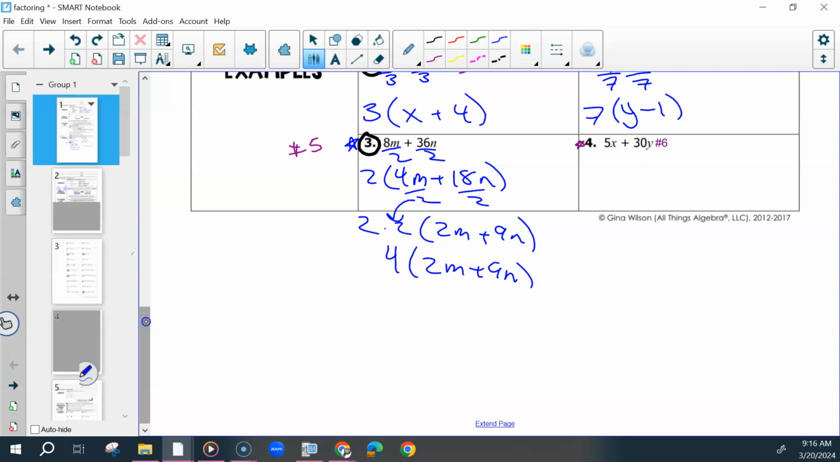But if we had divided everything by 4 from the jump, then we'd end up with this. So whether you do that at the beginning or the end, it doesn't matter as long as you eventually factor out the highest. Questions there? Go on to the back.